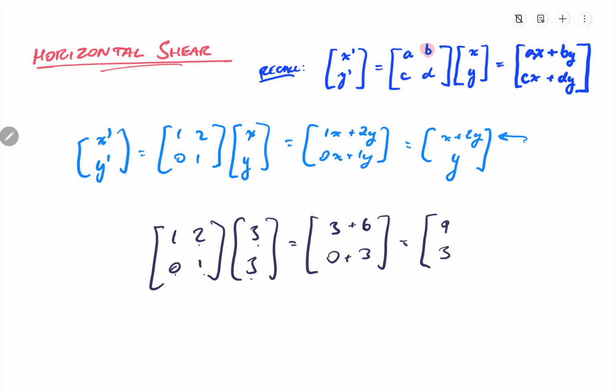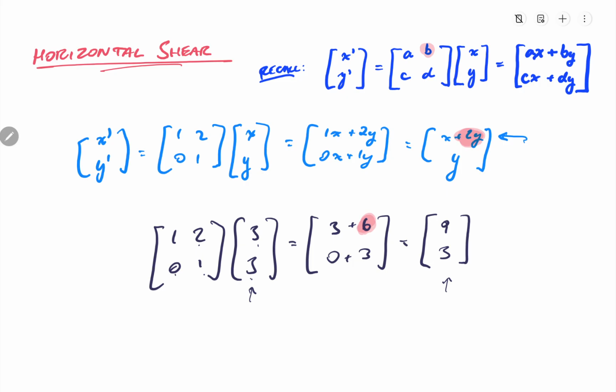So if we look at this, this follows the rule. We are inputting 3 and 3. Our output for y is 3. However, our initial x input has had a multiple of our initial y value added to it. So we've added 2 times 3, 2 times y, to our x value to give us 9, 3.